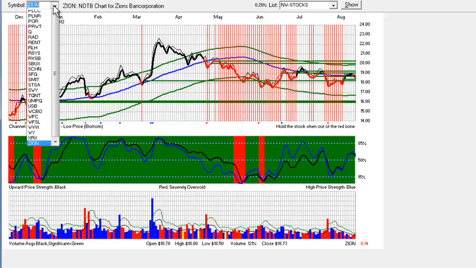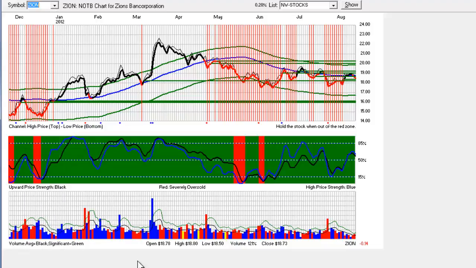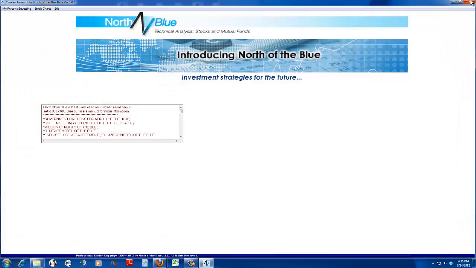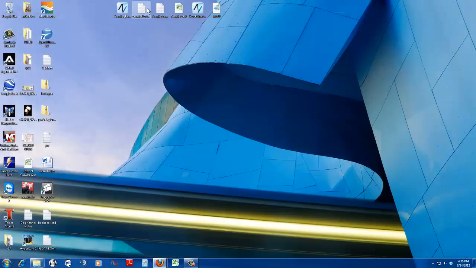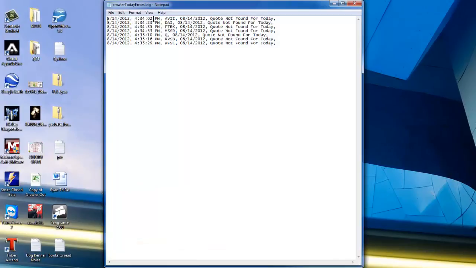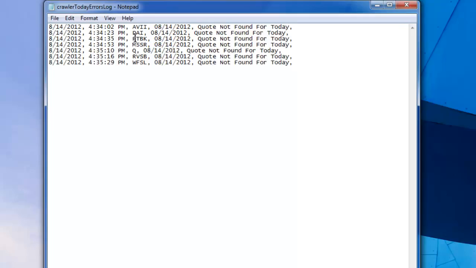All right, so we've made it to Zion. As you can see, we just ran through AVG to Zion. And so now we can close out of this and move over to, just real quickly, crawl today's errors log. So these are the errors that we had today. Probably didn't find anything for those stocks.